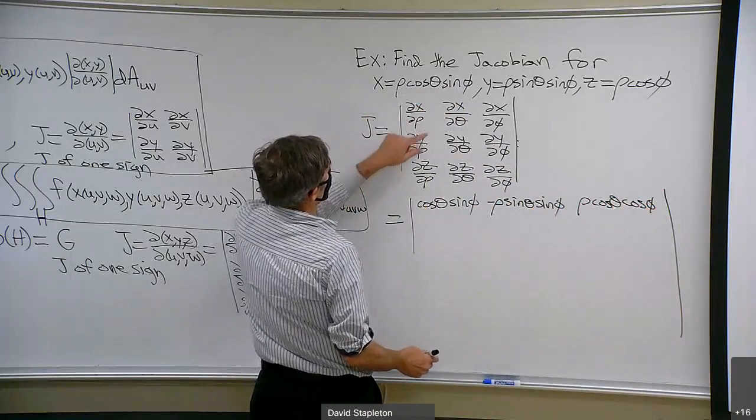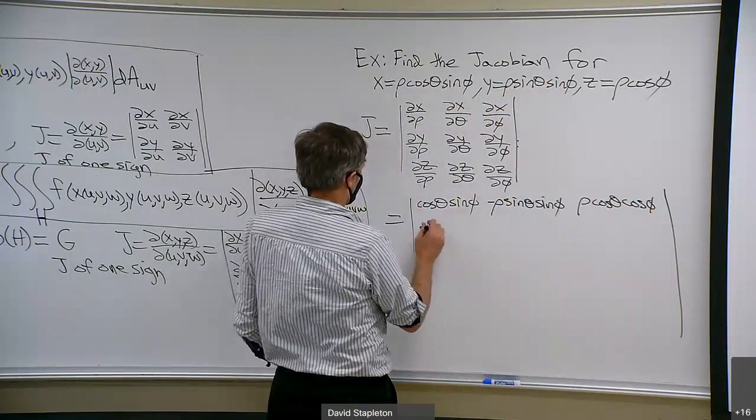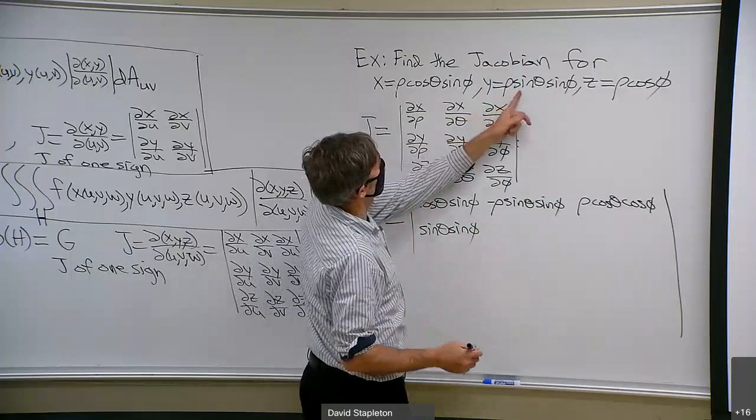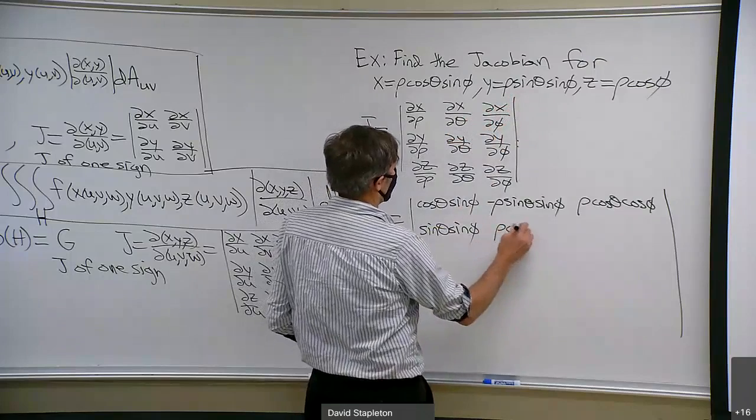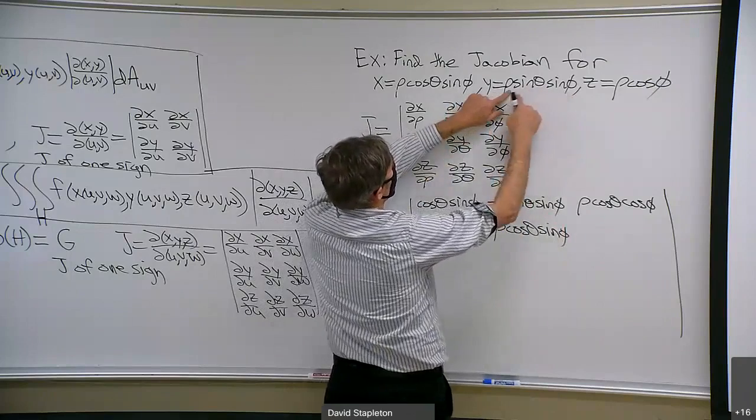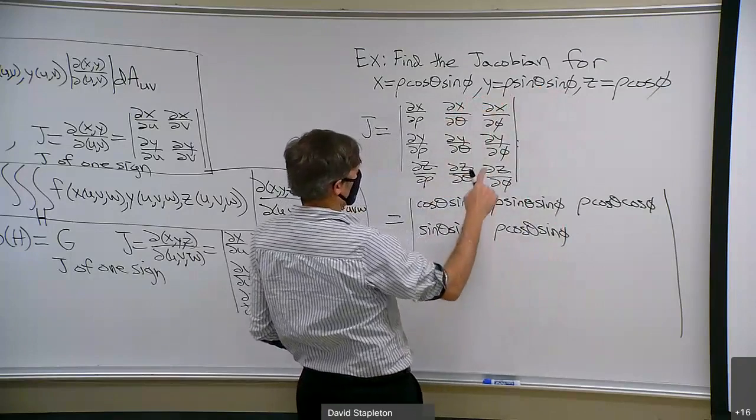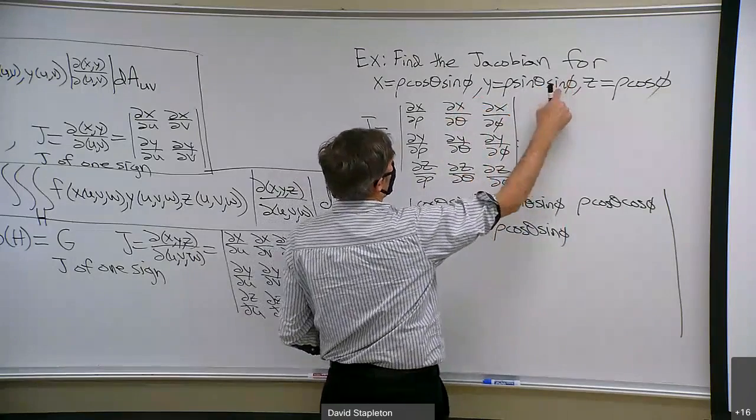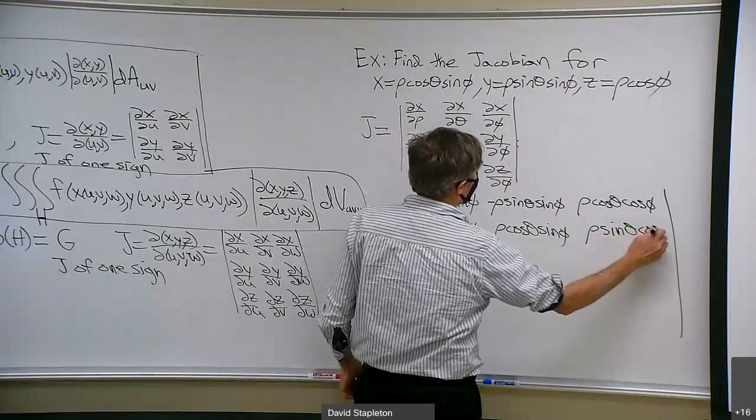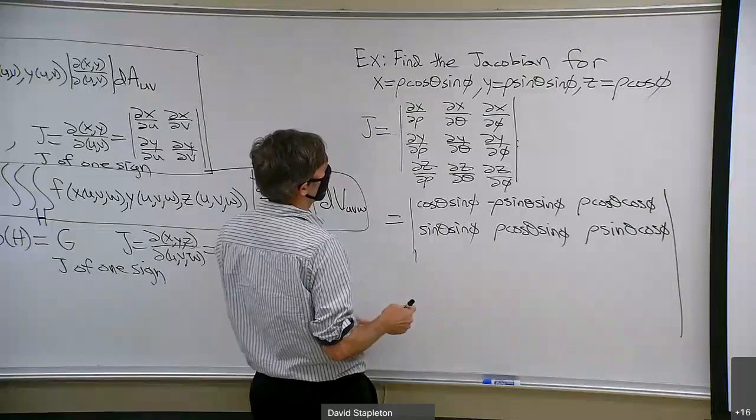Second row, partial y with respect to rho. Well, this is 1 times sine theta sine phi. Partial of y with respect to theta, that turns this sine into a cosine. So I've got rho cosine theta sine phi. Rho and phi are considered constants. Partial with respect to theta is then just cosine theta and everything else you had before. Partial of y with respect to phi turns this sine phi into a cosine, and you get rho sine theta cosine phi.